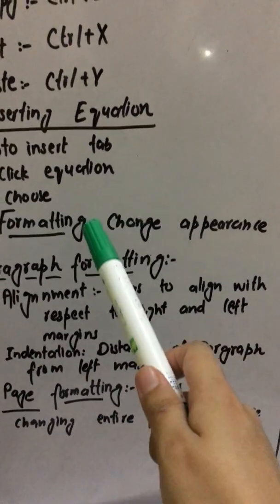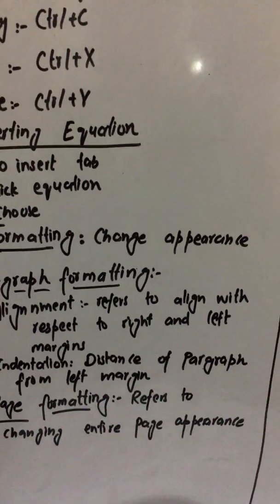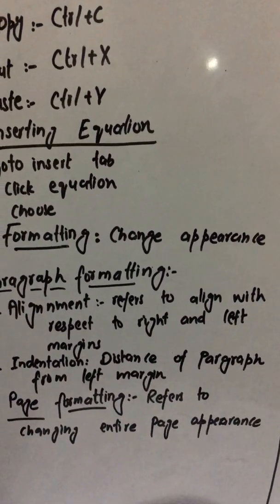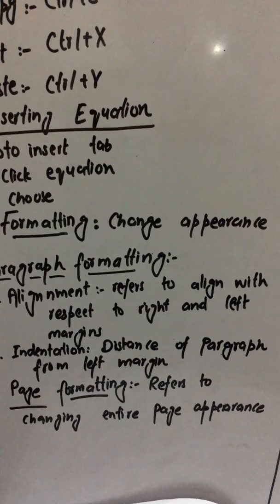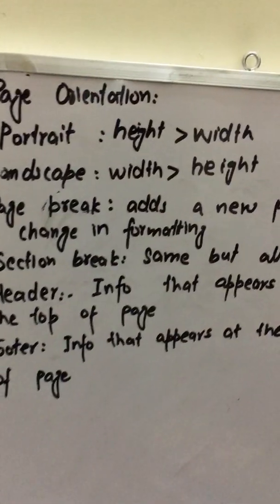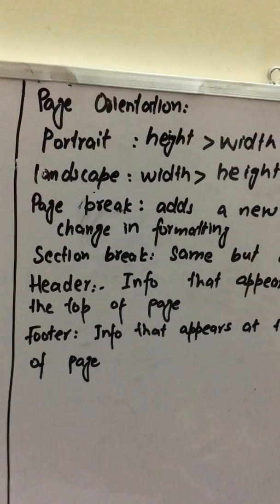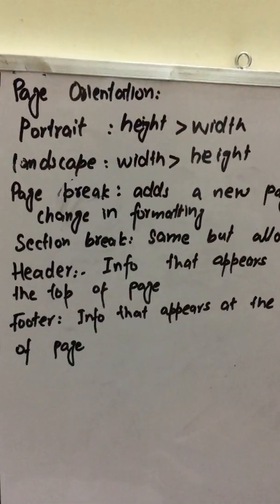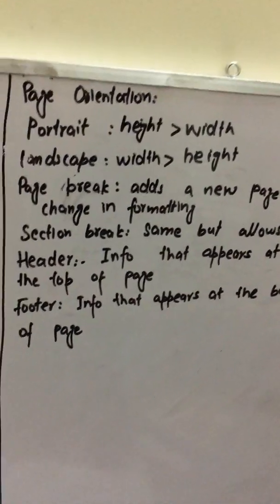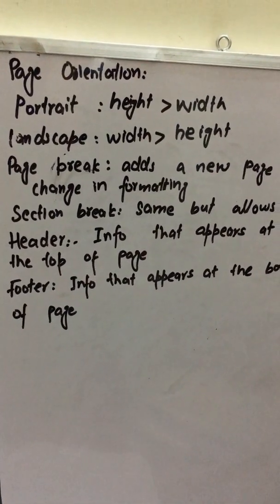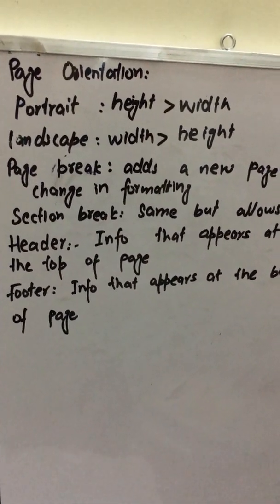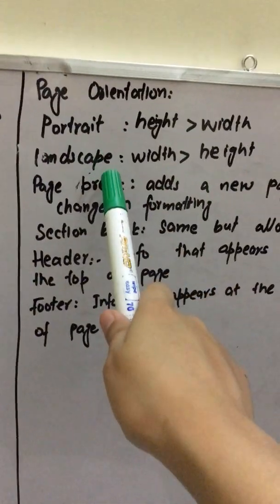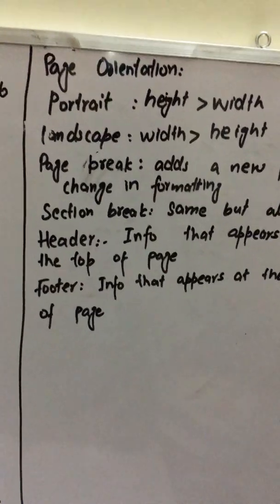Then in formatting we have page formatting. This refers to changing the entire page appearance. That is known as page formatting. In page formatting, we have one basic thing, that is page orientation. What is page orientation? It is how your page looks or appears on the screen. So there are two options in page orientation. Number one is portrait and number two is landscape.